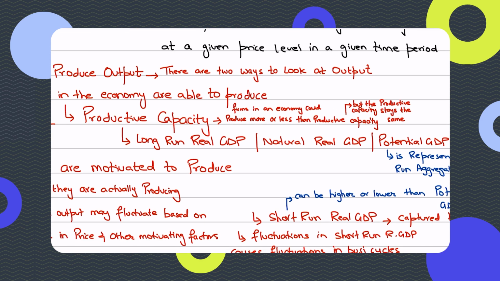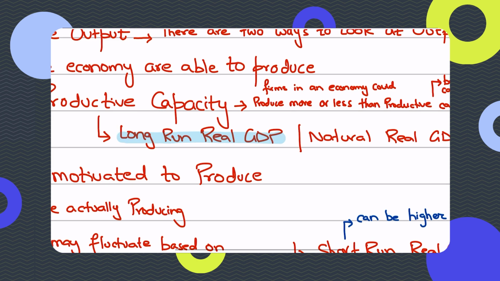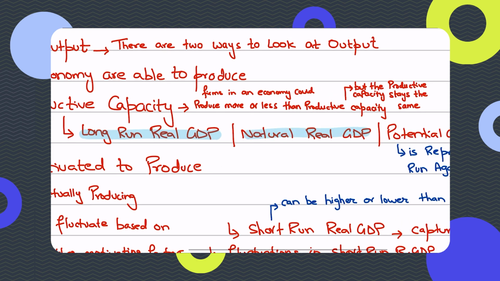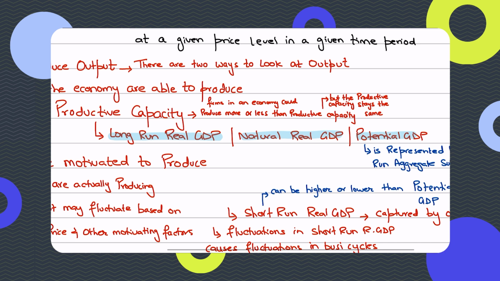प्रोडक्टिव कैपेसिटी को इकोनॉमिक्स में, रिमेंबर, हम लॉन्ग रन रियल जीडीपी भी बोलते हैं, या नेचुरल रियल जीडीपी भी बोलते हैं, या पोटेंशियल जीडीपी भी बोलते हैं, या फुल एम्प्लॉयमेंट लेवल ऑफ जीडीपी भी बोलते हैं. I am pretty sure that those people who are studying in college, or might have studied economics at IGCSE, might probably have heard these things before as well, or you might have studied those diagrams in your classes at college where you might have seen the full employment level of GDP, right?